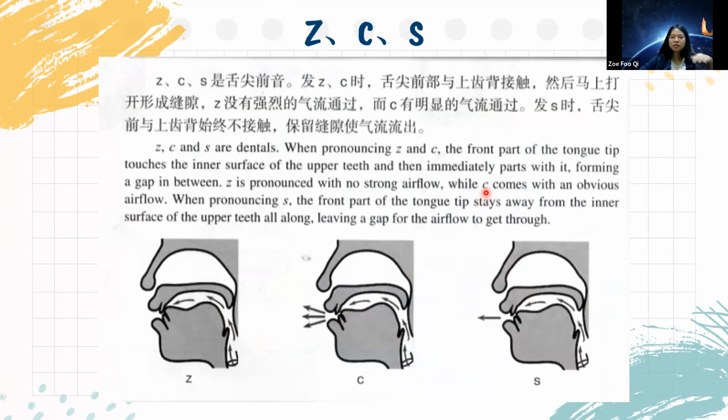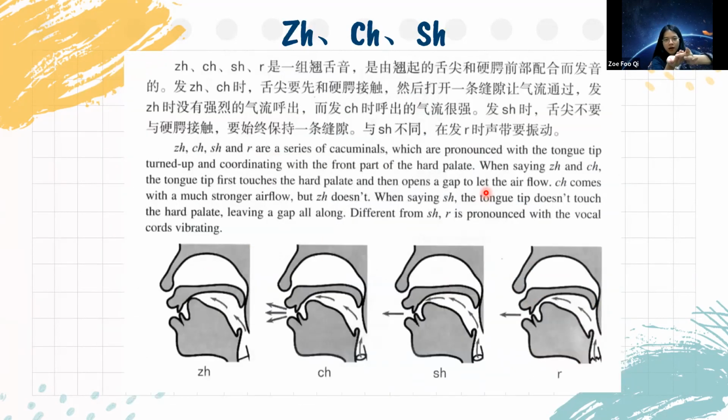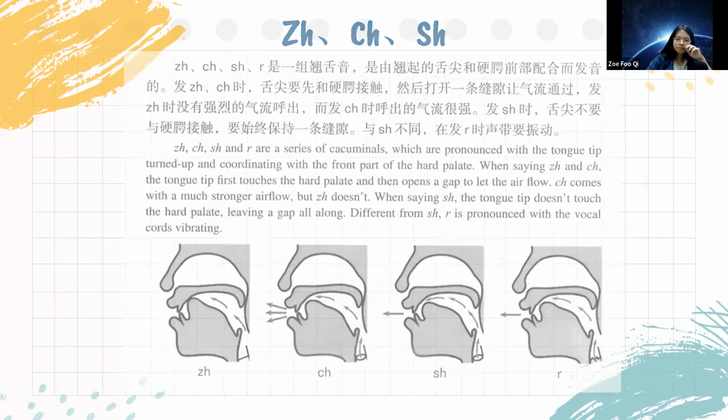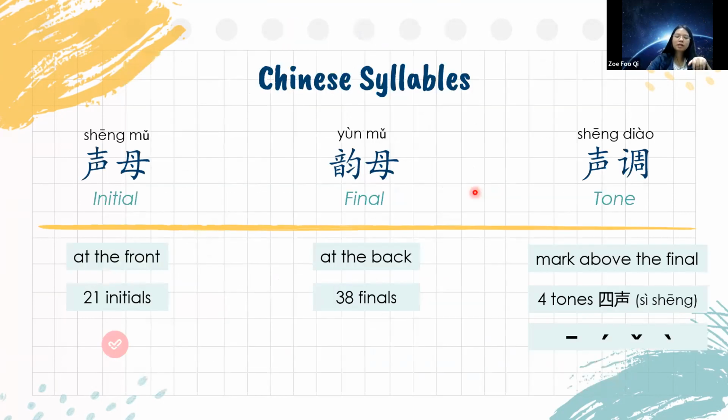And then this one, the upgrade version, we turn the tongue up a bit, the same thing, 知吃诗. Then this one we roll out a bit, so it will be 知吃诗日 as well. So this one is the initials, and then the finals.